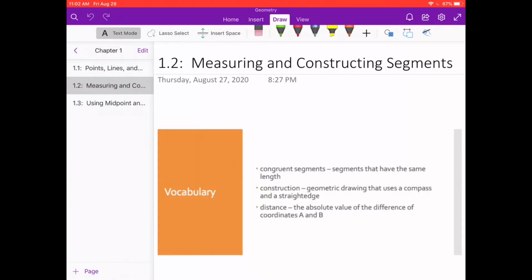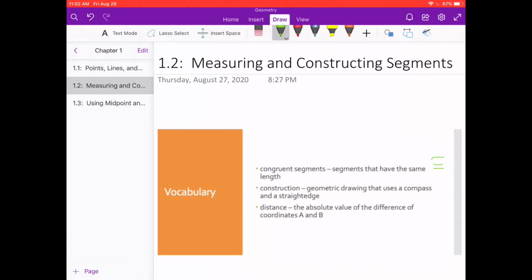So vocabulary terms that we need to know: congruent segments. Congruent segments are segments that have the same length. A notation thing, you might see an equal sign with a little squiggly on top. That means congruent.